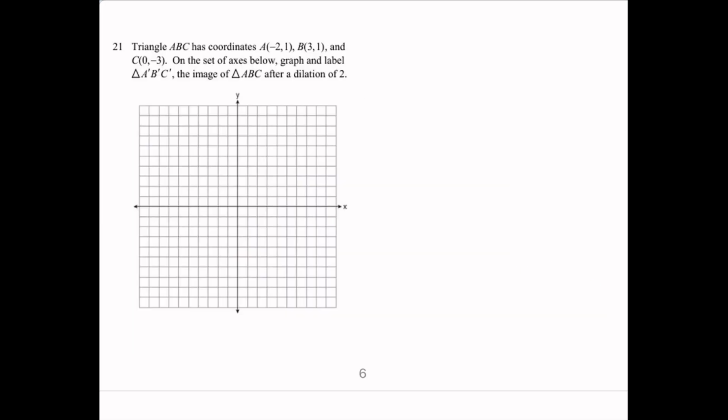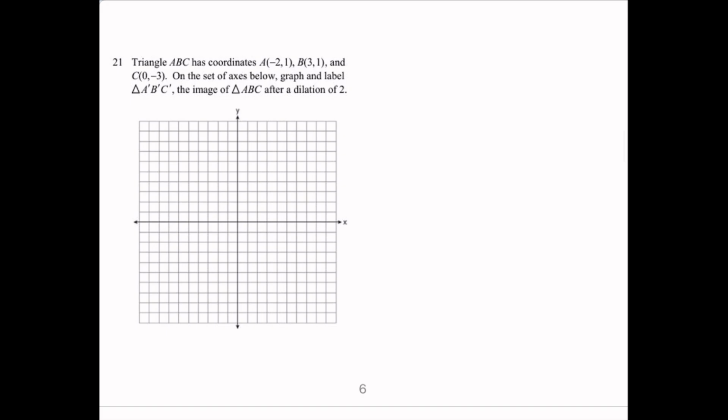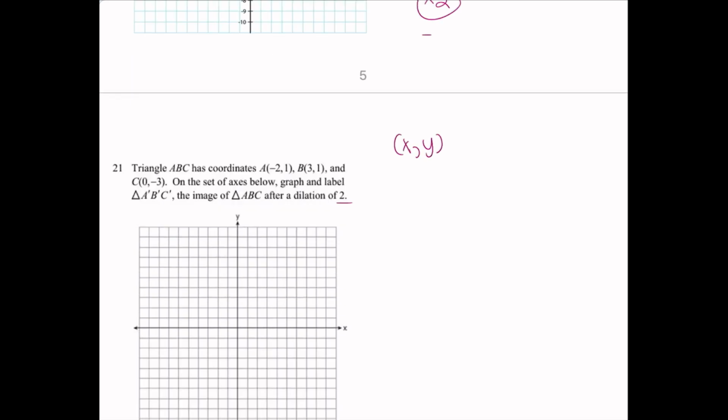So here we have a practice problem. Triangle ABC has coordinates A (-2, 1), B (3, 1), and C (0, -3). On the set of axes below, graph and label triangle A prime B prime C prime, the image of ABC after a dilation of 2. So all we need to follow is x, y, and then k being the scale factor, we do kx, ky.